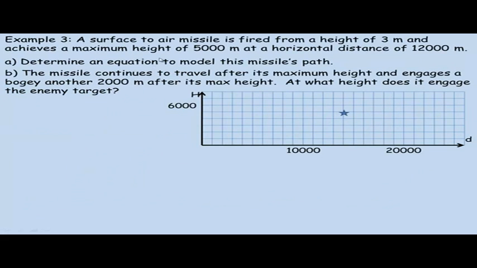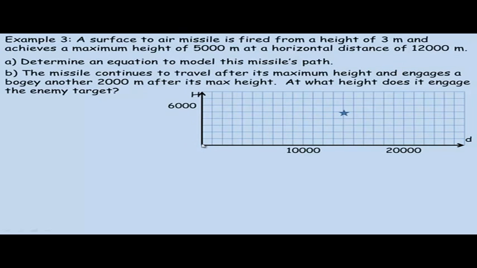In example 3, we have a surface-to-air missile that's fired from a height of 3 meters and achieves a maximum height at a horizontal distance of 12,000. It's 5,000 meters off the ground. So that's its height when it's gone 12,000 meters horizontally. So it's fired from over here.